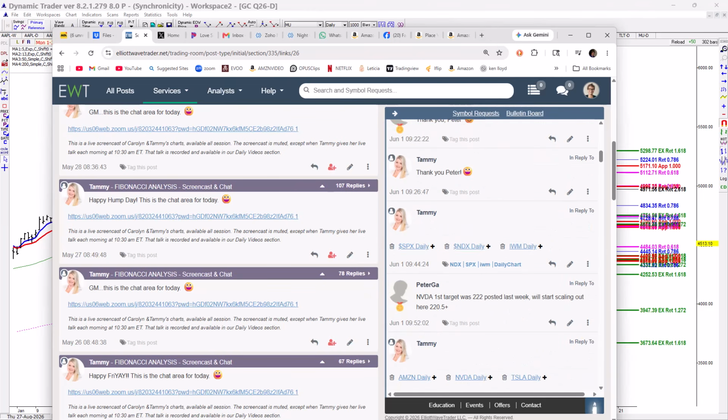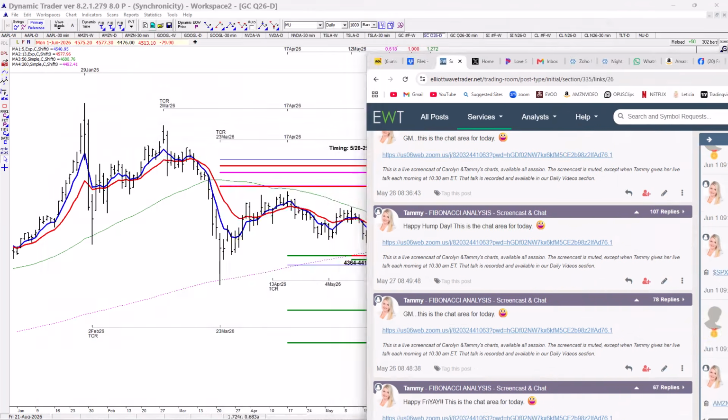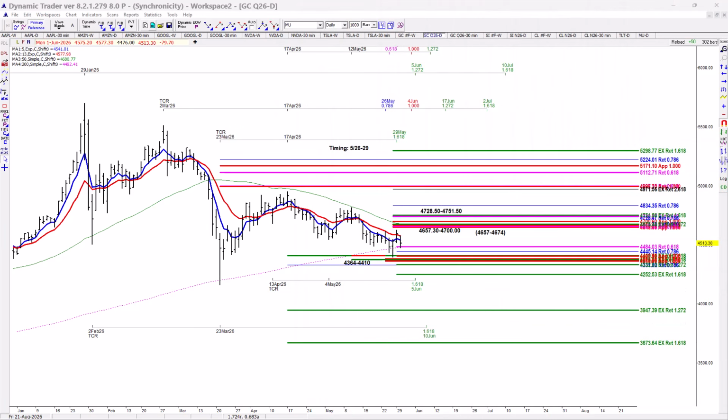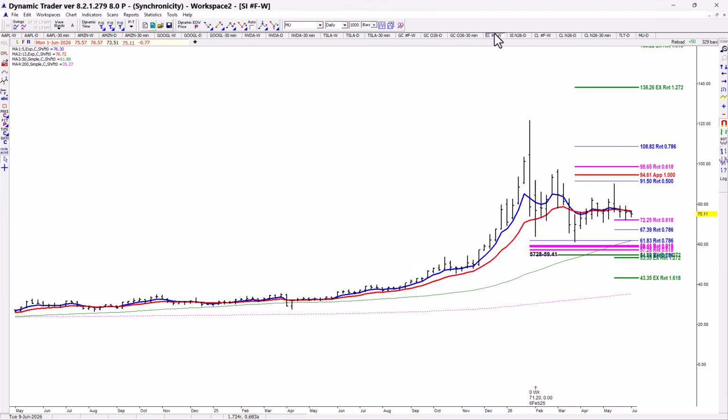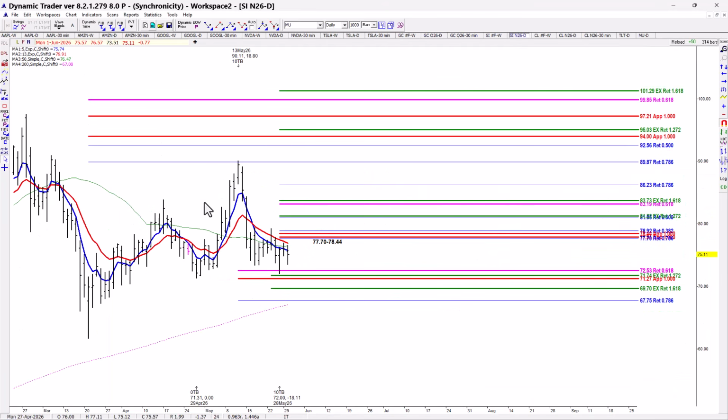All right, let's go back to the rest of the charts here. Silver: we're holding above some support, but this is also counter trend. The 513 is in a sell mode, and they're also below the 50 at this point. So we have a tug of war between the counter trend support and trend resistance. The trend resistance I have at 77.70 to 78.40.